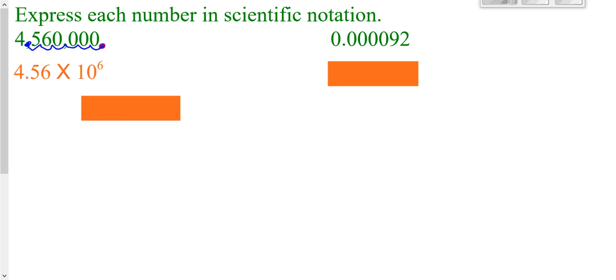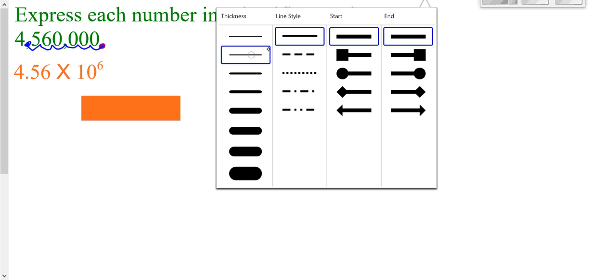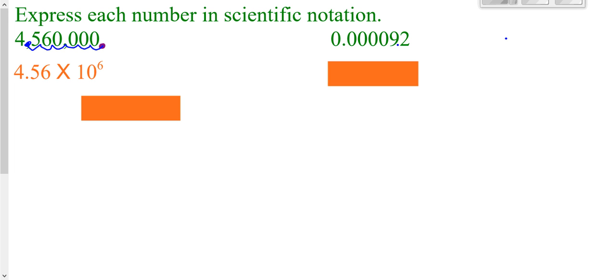Same type of thing over here on the right. We got to move our decimal point over to this spot because we only want one digit beforehand, and that does not include zeros. Once, twice, three times, four times, five times. Now, it'd be a 9.2. We moved it five times, so it would be to the negative fifth power because it's a tiny number. If you have a really big number like we have over here, it's going to be times 10 to a big positive number. If it's a really tiny number, it'll be a negative number.